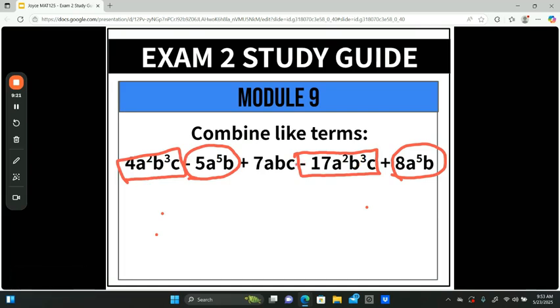So I've got 4 minus 17, since those are the same, and that's going to give me -13. And all I do is just put the term on the end of it exactly as it appears, because it is the same. So a squared, b to the 3rd, and c. Okay? So now I've got the -5 plus the 8 for this one. That's going to give me a +3, a 5, and a b. And then I don't have a like term for this one, so I'm just going to copy it as it appears. So plus 7, a, b, c.